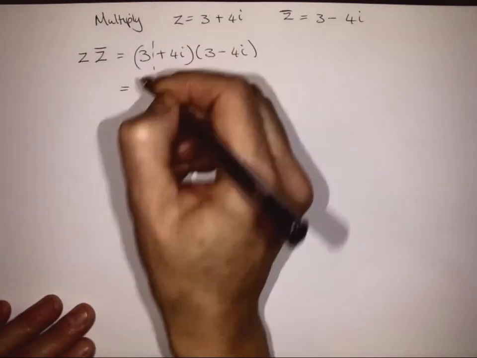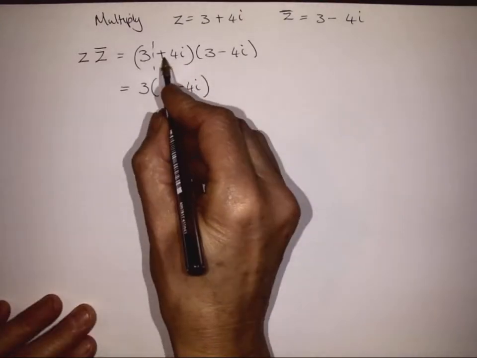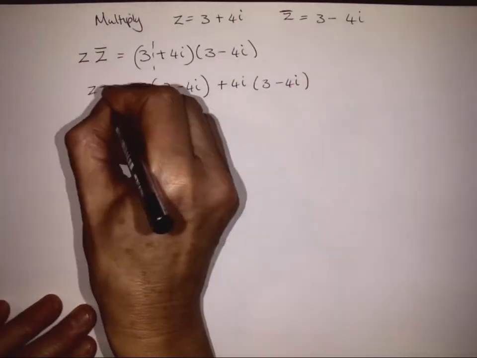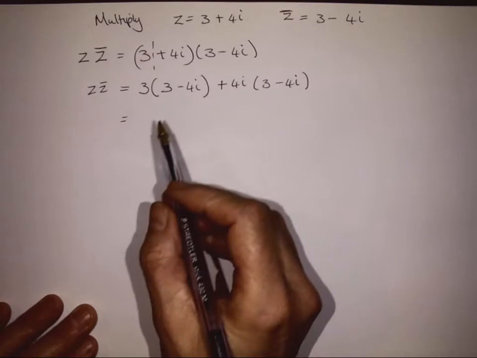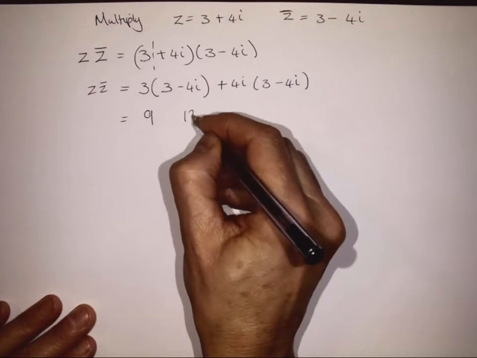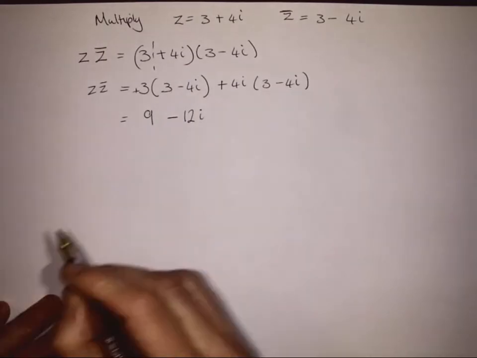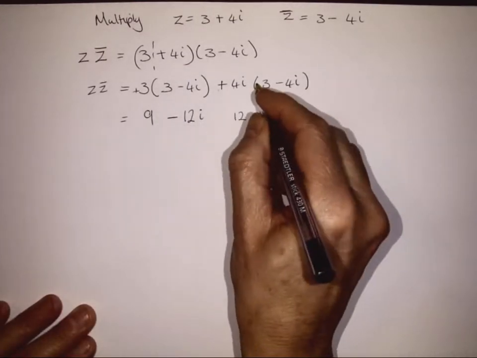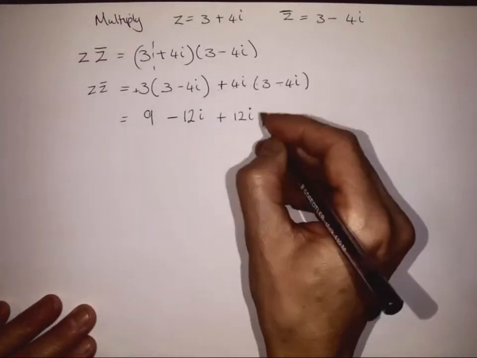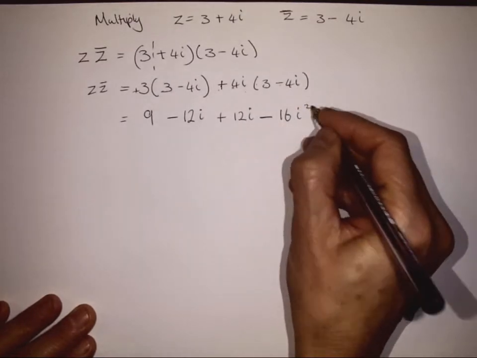Again, you split up the first bracket. It's going to be 3 on 3 minus 4i, and then plus 4i on 3 minus 4i. z times its complex conjugate. 3 3s are 9. 3 4s are 12. That's a plus by a minus will give me a minus, and i. Now we have 4 3s are 12. Well, they're both plus, so the answer is plus, and we have the i, plus 12i. And next we have a plus by a minus will be a minus. 4 4s are 16. i times i is i squared.